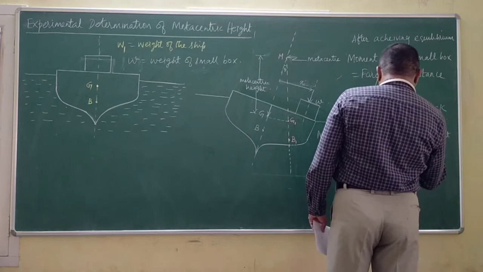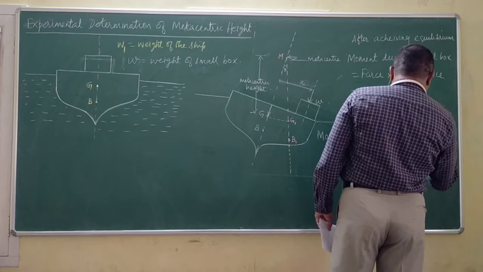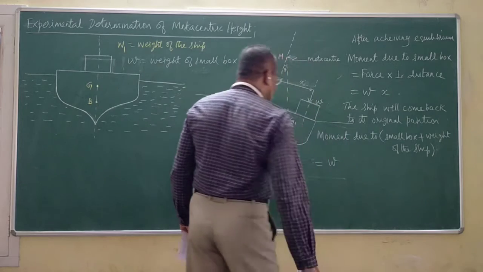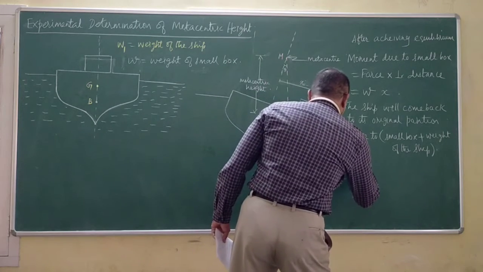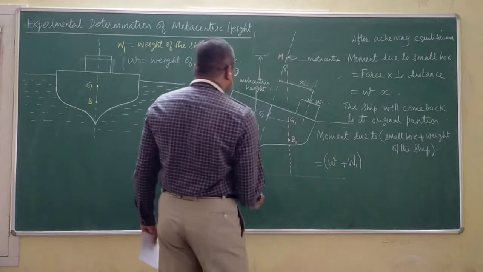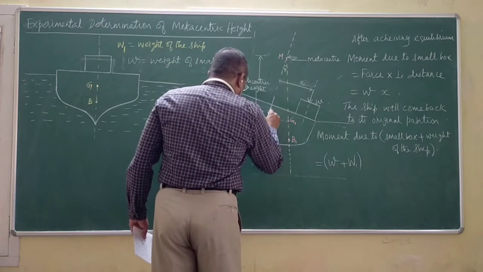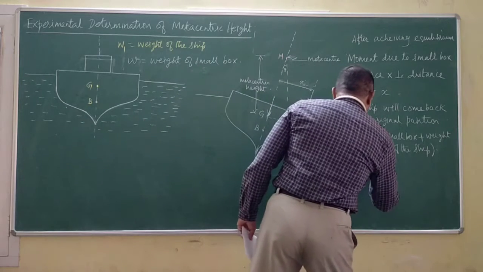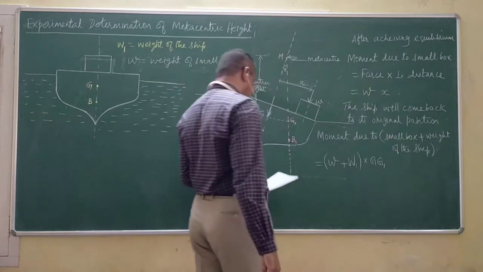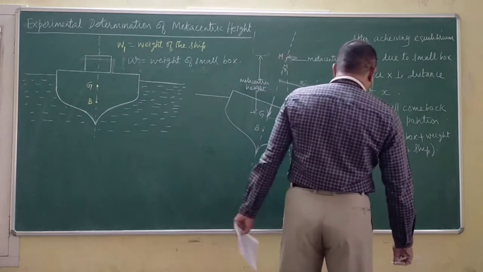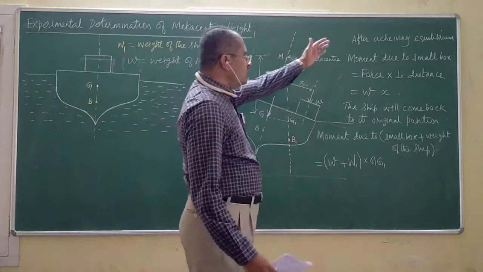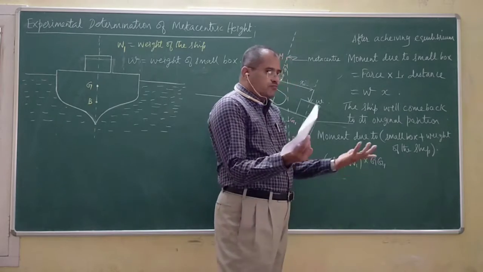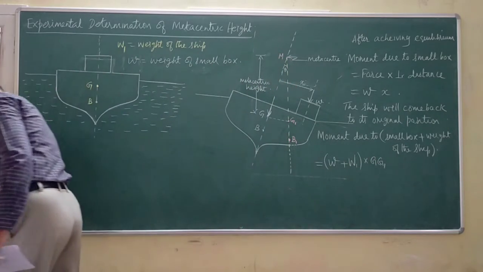Weight of the ship. As I said, weight of the small box is small w. Weight of the ship is w1. This is going to act along this direction, and the perpendicular distance is this, GG1. So when I got tilted, this is the moment regaining its original position, this is the moment. Both must be equal. Therefore, let me equate.